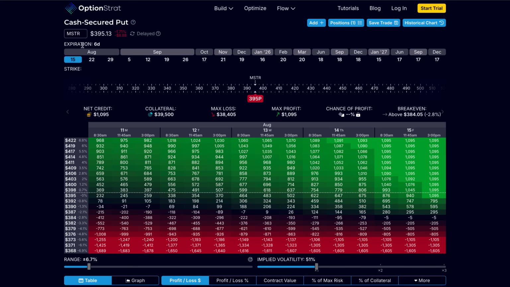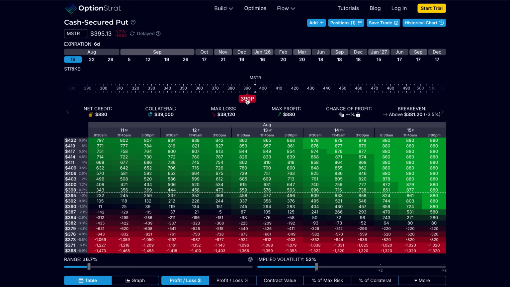For our expiration, we just selected August 22nd. Again, the first thing we did was we said, determine what price we believe the stock will be above at expiration, and let's sell a put there, but only if you're okay potentially buying 100 shares at that price. So I said, okay, for me, that's going to be $390. I think MicroStrategy will be above $390 at expiration, and I also would not mind buying 100 shares at $390 if MicroStrategy went down and this didn't expire worthless.